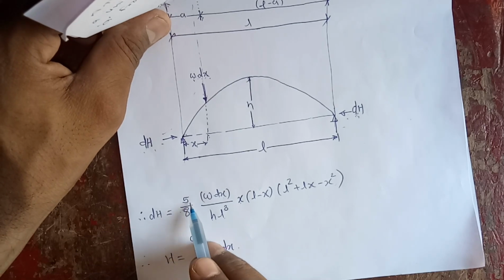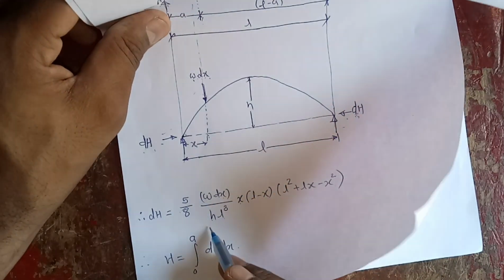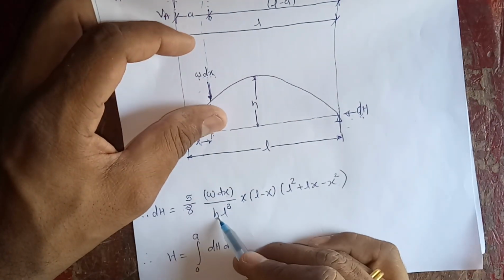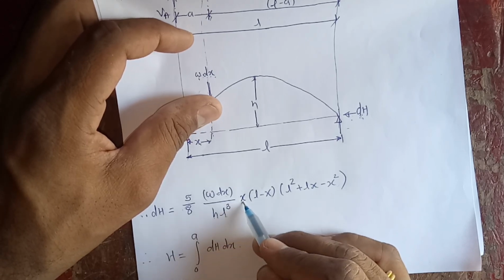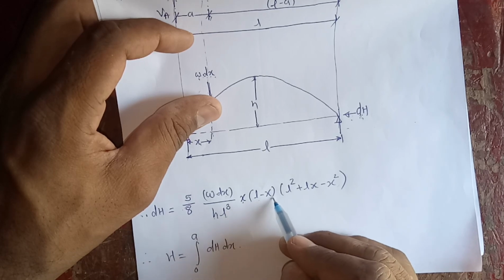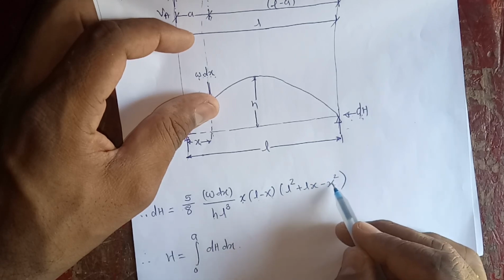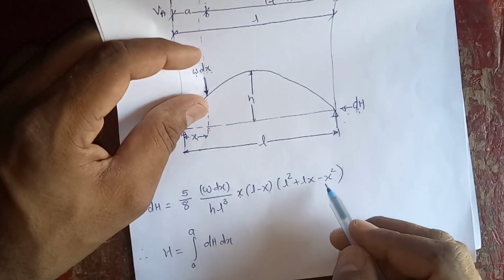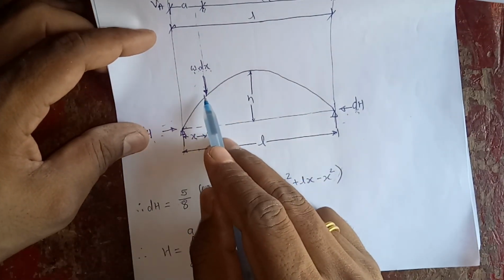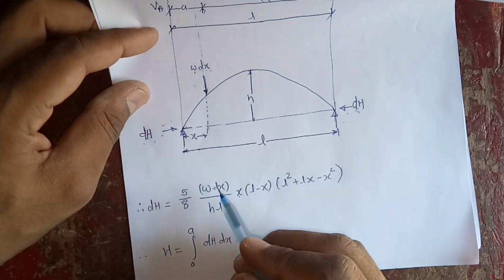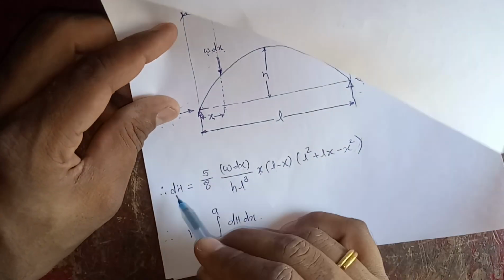dH is equal to 5 by 8 W dx, this is the total intensity of the point load, divided by H L cube, where H is the rise of the two-hinge arch and L is the span of the two-hinge arch, into x, bracket x minus L in another bracket L square plus L x minus x square, bracket complete. So this will be the thrust that will develop at the supports due to this infinitesimally small load W into dx.